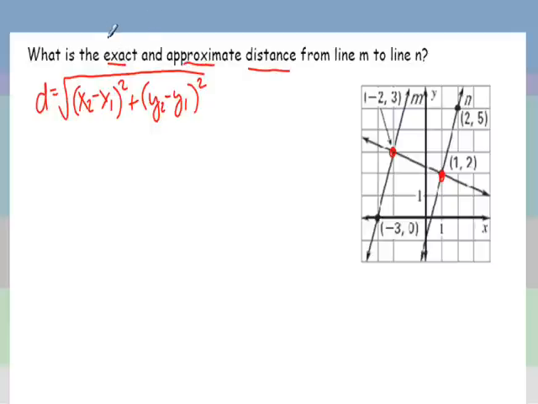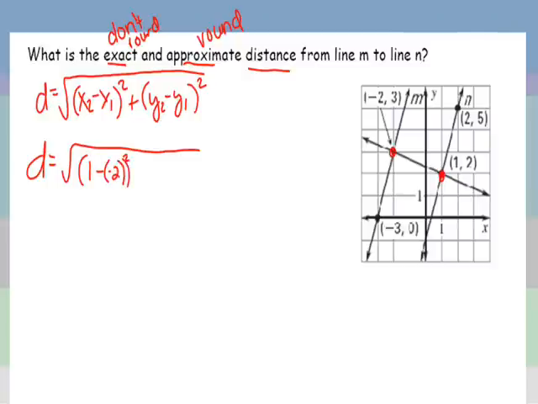And you remember that exact means don't round, and approximate means that we go ahead and round. So let's go ahead and see if we can't find this. All right, so we're going to go ahead and use these 2 points right here, 1, 2, and negative 2, 3, to find the distance. So I go ahead and plug in the x's. So I'm going to do 1 minus negative 2 squared. And then I'm going to do the y's. So 2 minus 3 squared.